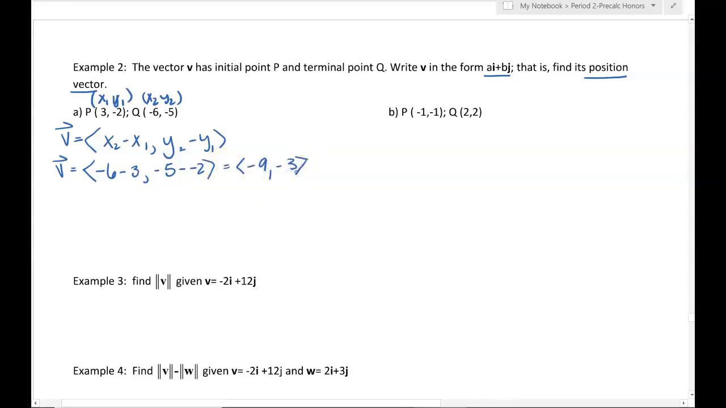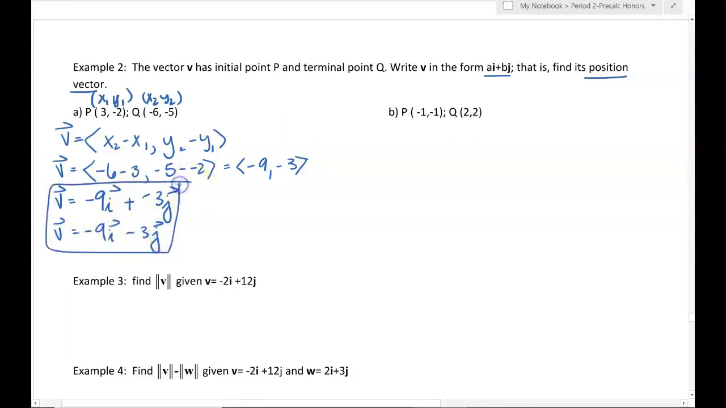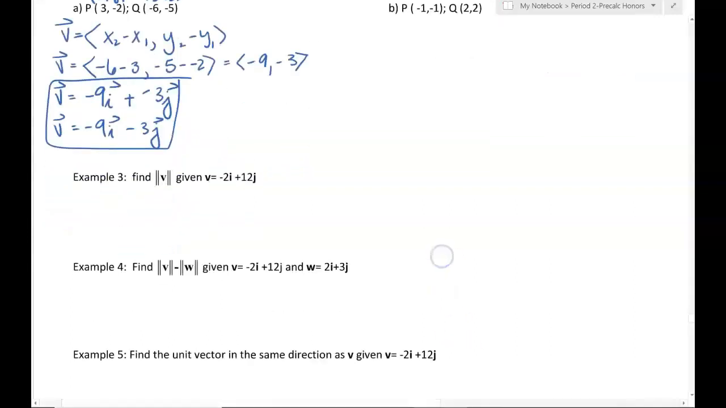Now it wants it in ai plus bj. So vector v, your a value is -9i, so -9 in the i direction. You can do a plus -3j, or you can go straight to just -3j. So that could be like this: -9i minus 3j. Either one is perfectly okay to have. I'm going to leave letter B for you to do on your own. Let's move to example 3.